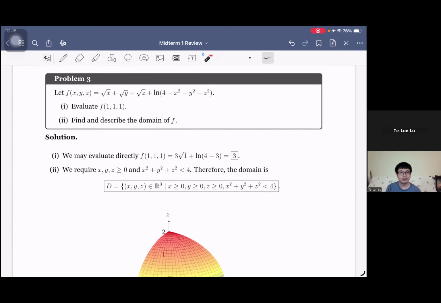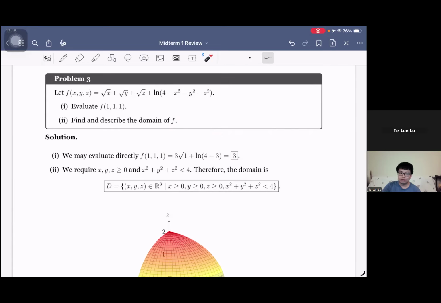So in this case, f of x, y, z is given by square root of x plus square root of y plus square root of z plus logarithm of 4 minus x squared minus y squared minus z squared. So the evaluation is quite direct. You simply plug 1 into everything, and you get 3 root 1 plus logarithm of 4 minus 3, which is log 1, which is 0. So you get 3.